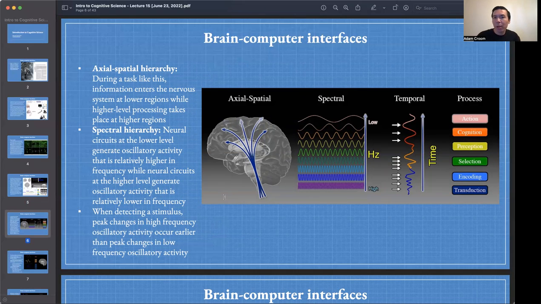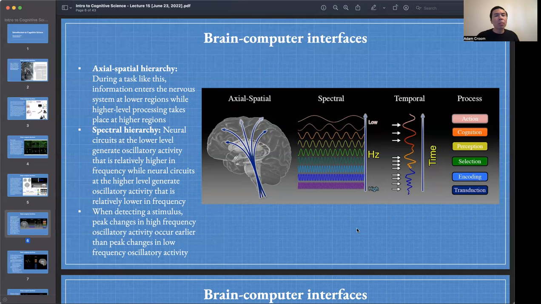During this auditory entrainment task, information enters the nervous system at lower regions, while higher-level processing takes place at higher regions of this axial-spatial hierarchy. So when you're engaged in an auditory entrainment task or any sort of perceptually based task, there's going to be lower sensory-level information that occurs at a lower level. And then as we progress through the axial-spatial hierarchy, it will be processed at a higher and higher level.